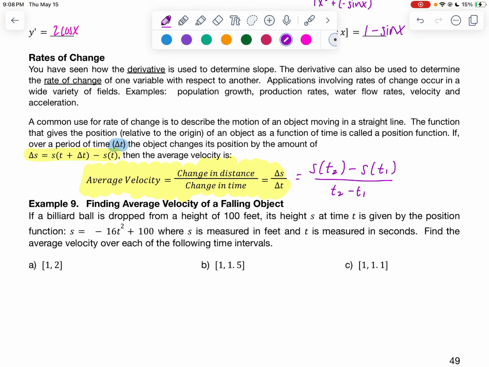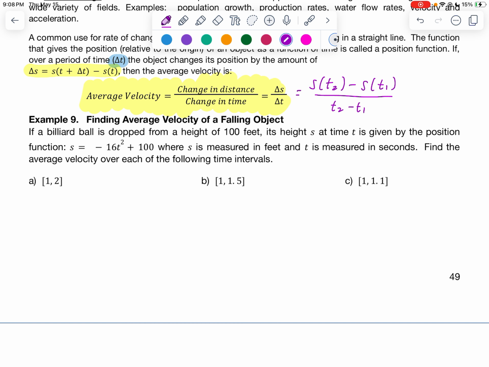In Example 9, it says finding average velocity of a falling object. If a ball is dropped from a height of 100 feet, the height s at time t is given by the position function s is equal to negative 16t squared plus 100, where s is measured in feet and t is measured in seconds. We are asked to find the average velocity over each of the following intervals. Here are my t1 and my t2 points, so I'm going to label this one as t1, t2. And I'm going to do the same thing for all these over here.